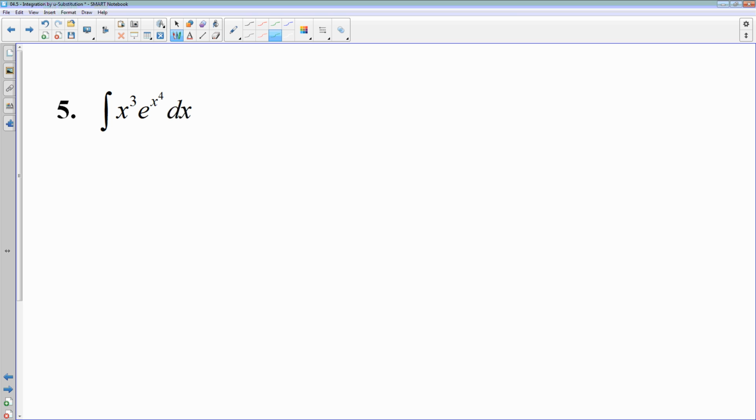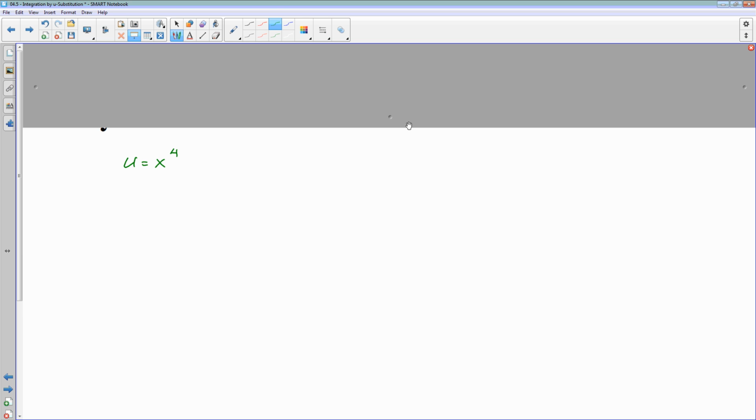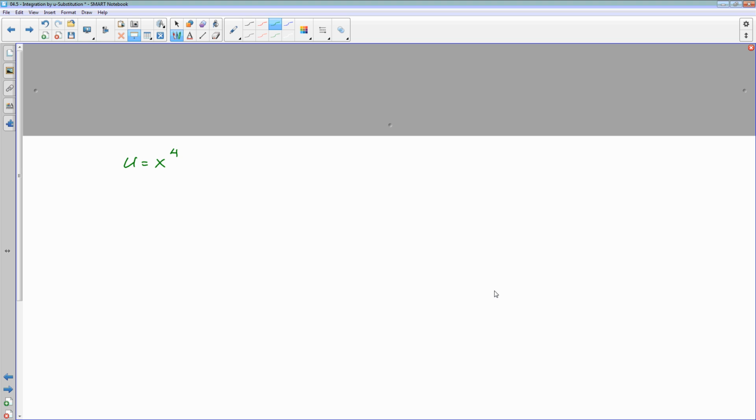But when you have exponential functions, for my inside, I'm going to look in the exponent. That's where I want to look. I see an x to the fourth, and so I'm going to see what happens if I let u equal x to the fourth. I'm going to ignore the rest of the problem, and then I'm going to do the derivative of x to the fourth. Du would be 4x cubed dx.